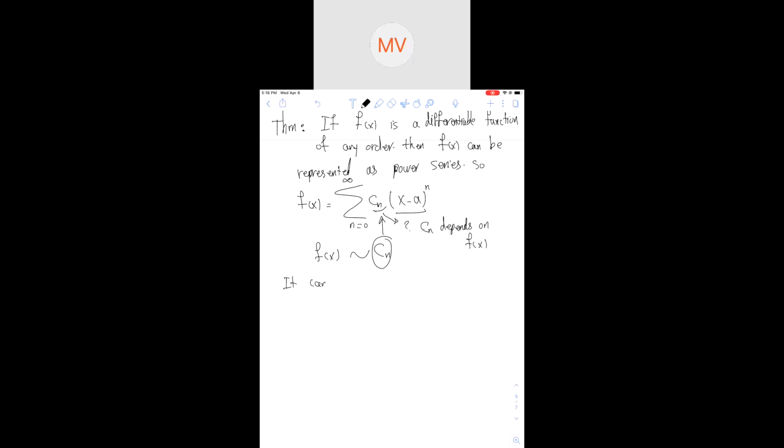So it can be proved, it's basically algebra, that for any n, C sub n is the nth derivative of f evaluated at a, divided by n factorial. So you can write any function as a summation of this power series. For each n, take the derivative of the function to that order, evaluate at a, divide by n factorial. Those are the coefficients of the series.